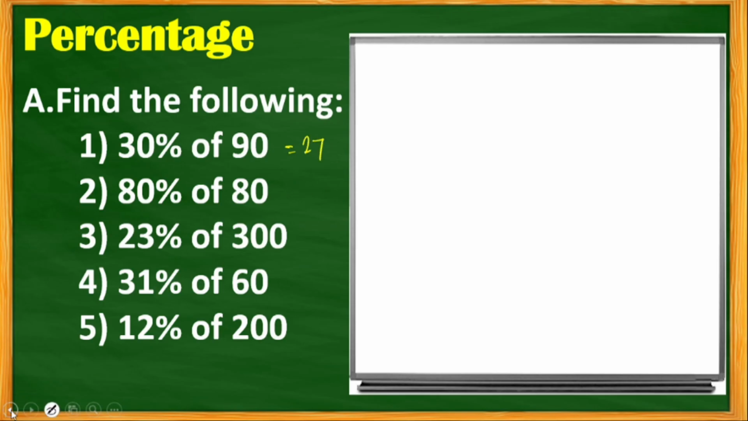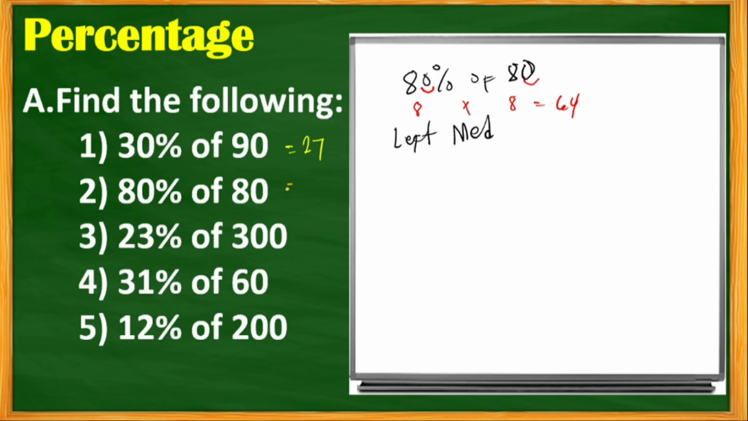So, let's try to answer number 2. Number 2, we have 80% of 80. So, using power of 10%, add 10%. But using the left method approach, you just move the decimal point to the left 1 place. It becomes 8. Times, move the decimal point again 1 place to the left, 8. 8 times 8, the answer is what? 64. That's very easy. That's the answer. How about this one?